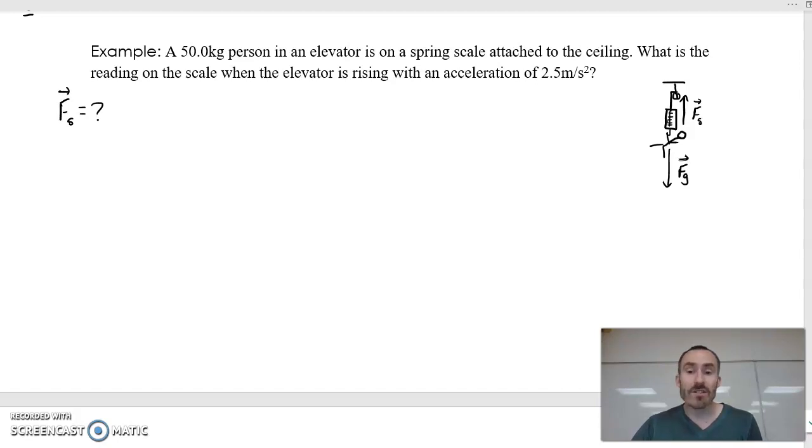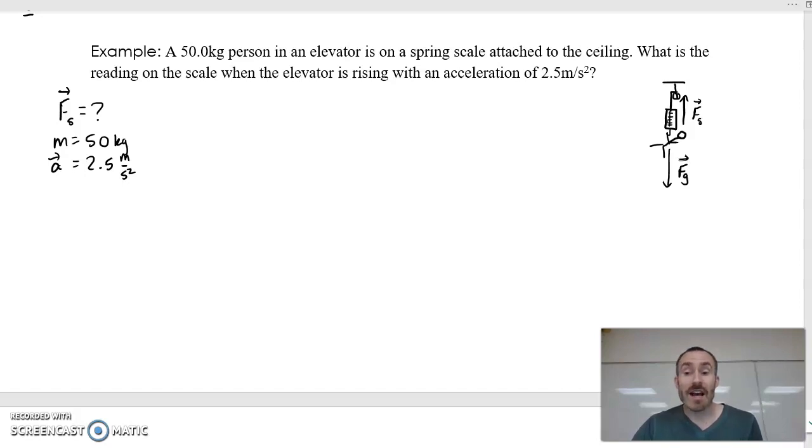Notice how I always just pick out, first of all from the question, what is my end answer supposed to be getting at? So the spring scale force is the thing that I'm looking for. Then, from beginning to end, I've got the mass of the person, which is 50 kilograms. I've got the acceleration of the whole thing. That's total acceleration is 2.5 meters per second squared.